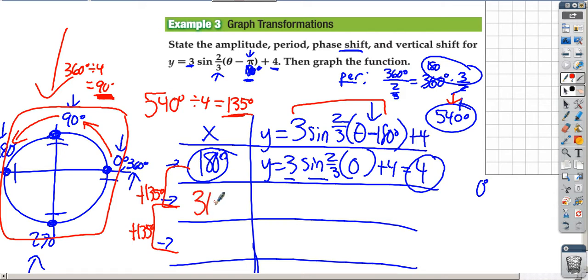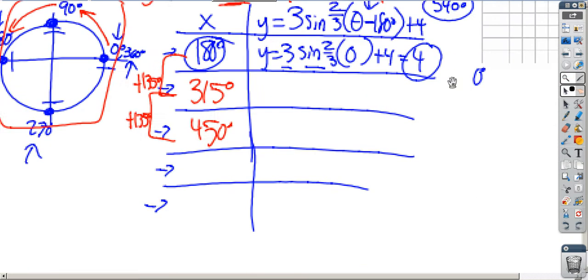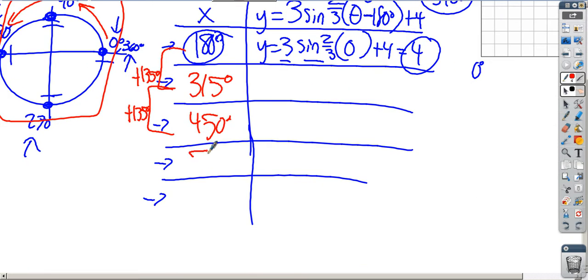So 180 plus 135 is 315. 315 plus 135 is 450. Okay, then 450 plus 135 is going to be 585, and then 585 plus 135 is 720. We set a period as 540, so from 180 to 720, that's 540 degrees.